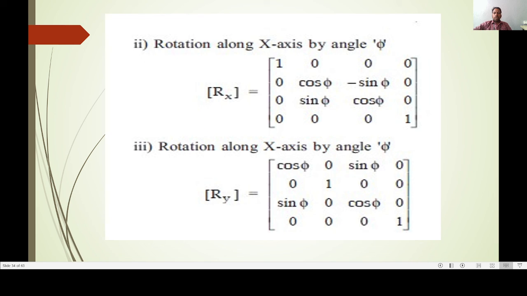So the rotation about the x-axis. Rotation about the x-axis means the starting diagonal and the ending diagonal are 1 and the middle block of the matrix is cos theta, minus sin theta, sin theta, cos theta. That is the rotation about the x-axis by angle theta, Rx. Rotation about the y-axis: cos theta, 0, sin theta, 0, 1, 0, minus sin theta, 0, cos theta, and the last diagonal element as 1.